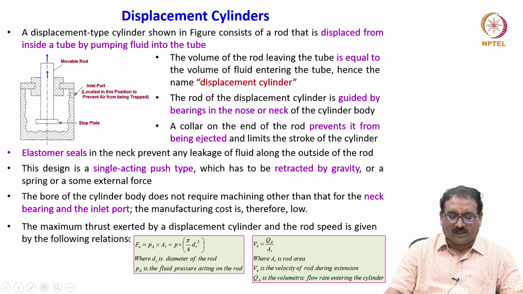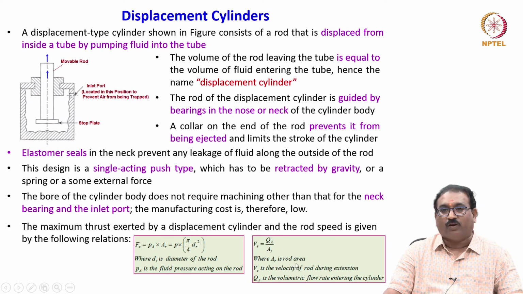The maximum thrust exerted by the displacement cylinder and the rod speed are given by the equations. For extension, F = Pa into Ar, where Ar is pi by 4 dr square, meaning only the rod area comes into the picture. Pa is the fluid pressure acting on the rod. Similarly, the velocity for the extension is V = Qa by Ar. Here Ar is the rod area, V is the velocity of the rod during the extension, and Qa is the volumetric flow rate entering the cylinder.